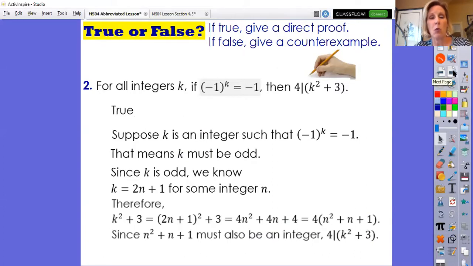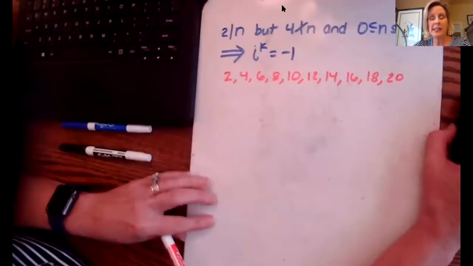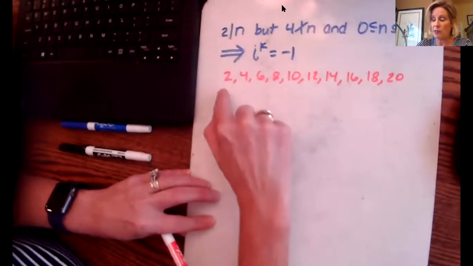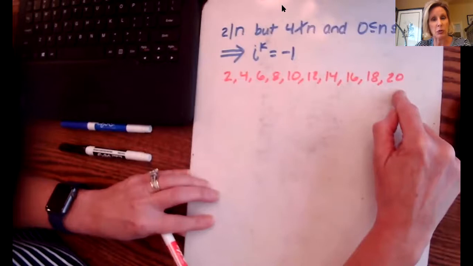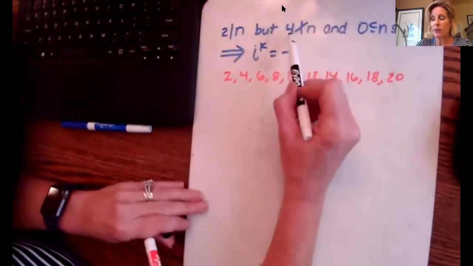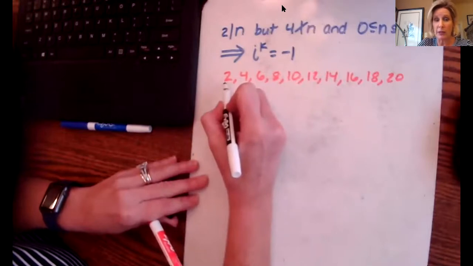So let's try one more true-false statement. Whoa, we're going to review method of exhaustion. So if 2 divides n, but 4 does not divide n, and n is between 0 and 20, then i to the n equals -1. Let's check it out. So in this case, 2 divides n. That means n's a multiple of 2. So I've listed all the possibilities that are multiples of 2 that range anywhere from 0 to 20. But 4 does not divide into n. Well, 4 doesn't divide into 2, so leave it in the list.